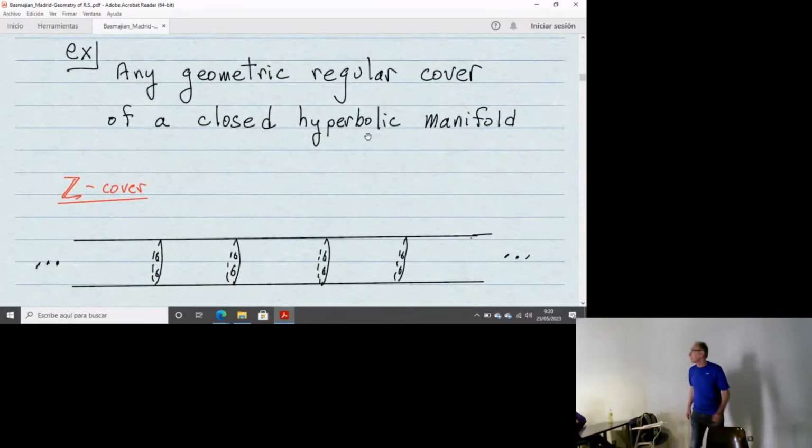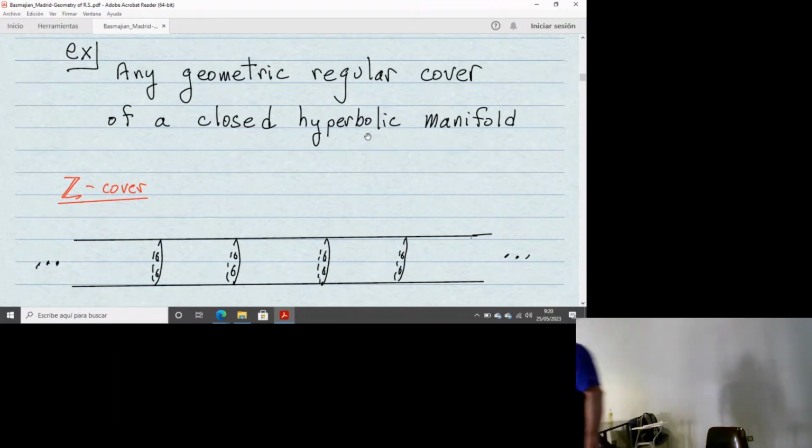Any geometric regular cover of a closed hyperbolic manifold is K-QCH. And you can see how to do this. I'll do this in this example. This is the Z cover of that closed hyperbolic manifold, the mapping torus. Suppose I want to go from this point here. Suppose I had a point there, and I had a point way over there above Ernesto's head.